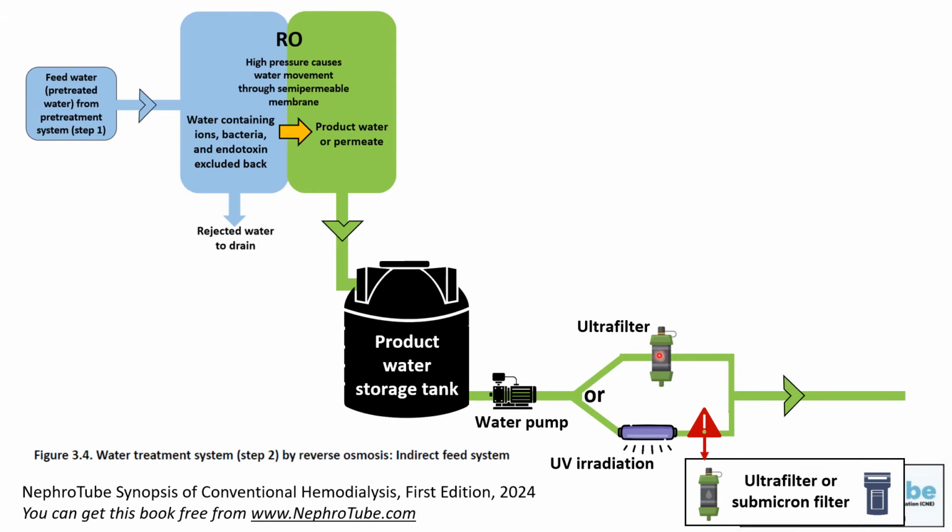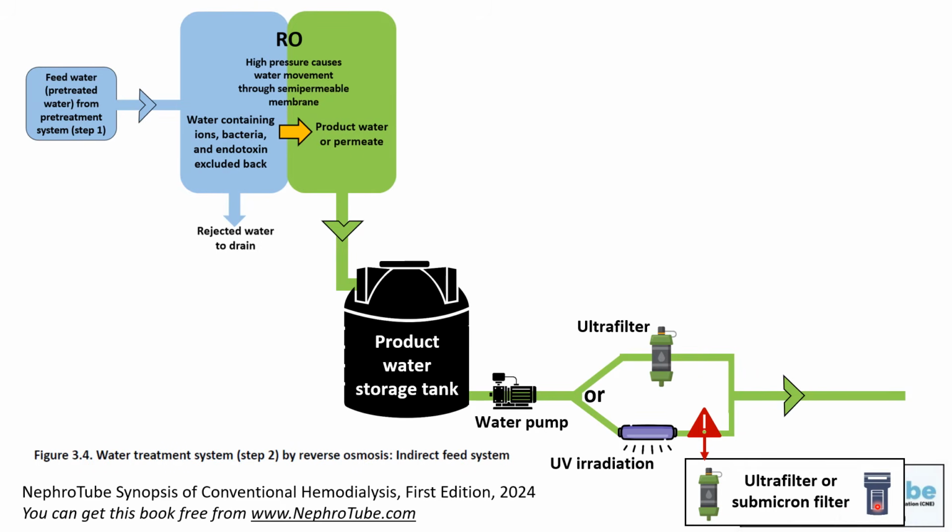The ultrafilter removes the bacteria and the endotoxin, but the ultraviolet irradiation damages the bacteria. That will lead to release of bacterial fragments and toxins. So it must be followed by another purification step. An important point that I want to mention is that after ultraviolet irradiation, it is better to put the ultrafilter. But in some areas, and this is a common practice in Egypt, we put a submicron filter.